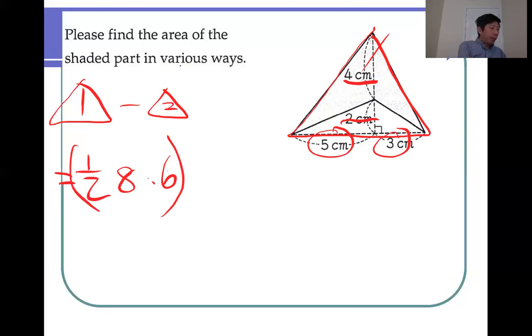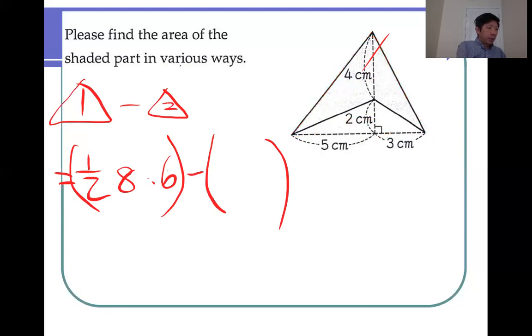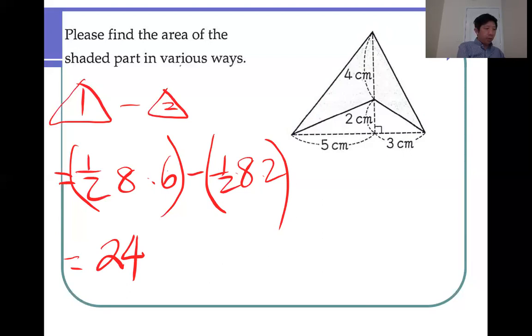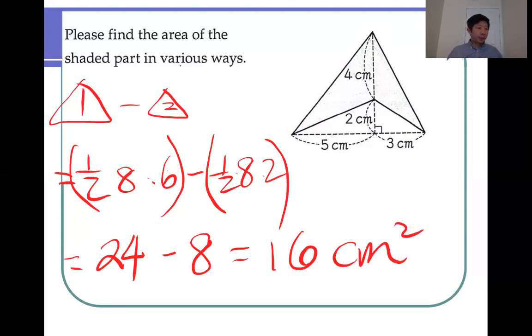And then we minus what? We minus small triangle, triangle 2. Now, small triangle 2, we have 1/2, base is 8, and height is 2. Okay, so finding out this 24 centimeter square minus 8 centimeter square, so therefore we get 16 centimeter square. Okay, so does that make sense to you how we find this problem?